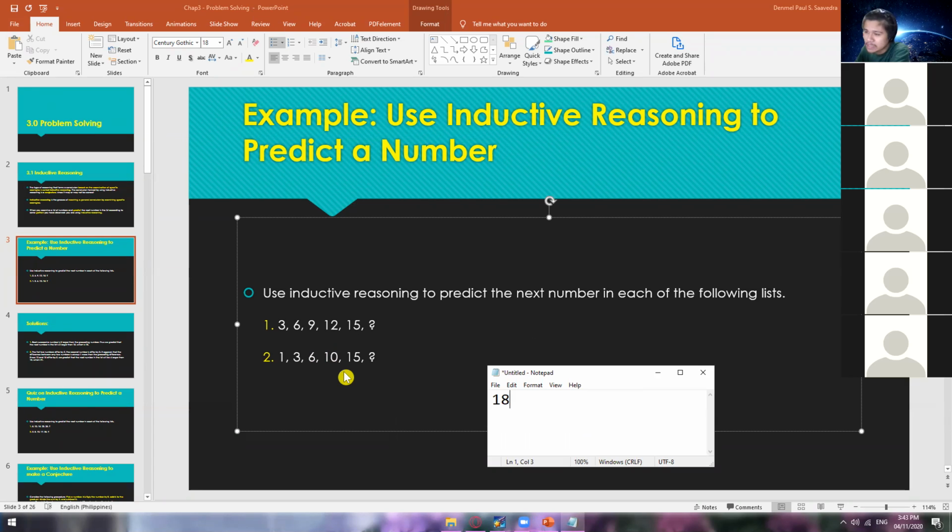How about number 2? 1, 3, 6, 10, 15. Sir, 21. 21. So plus 2, plus 3, plus 4, plus 5, and then plus 6. It's incrementing by 1, starting from 2 and going until you reach 6. So 6 plus 15 is 21. This one also came from examples. With those five examples, 1, 3, 6, 10, 15, you were able to predict that the next number is 21. In this case, we've used inductive reasoning.